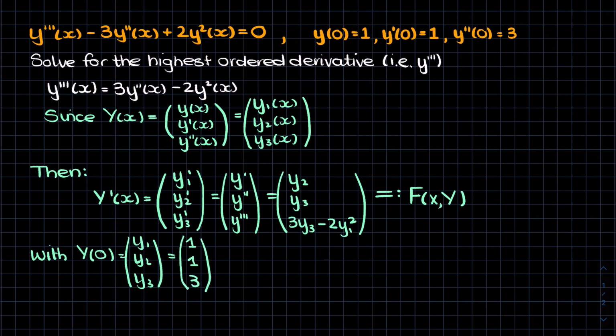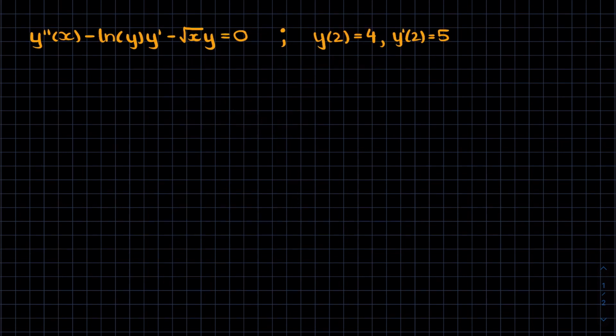Now we could also go one step further and say that because f is made up of basic operations, such as the sum and product, then f must also have continuous partial derivatives on R3, and therefore using the fundamental theorem of existence and uniqueness, the initial value problem has a unique solution on some interval around the neighbourhood of x equals 0. Now let's do another example to get the hang of it.